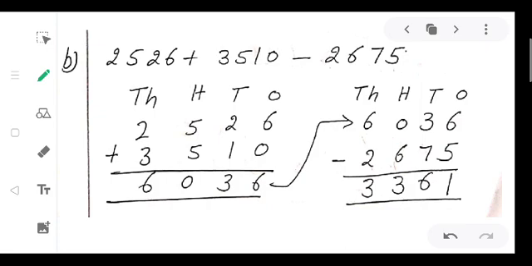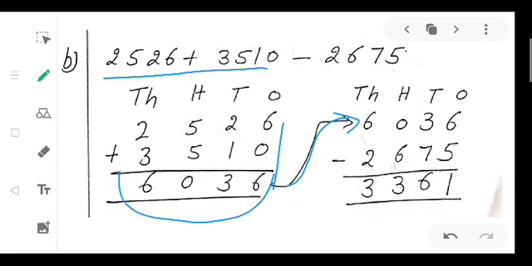B part is also the same. Firstly add these two and then write their sum at the top and then subtract this value. We got this answer. I think there should be no difficulty to do these sums.